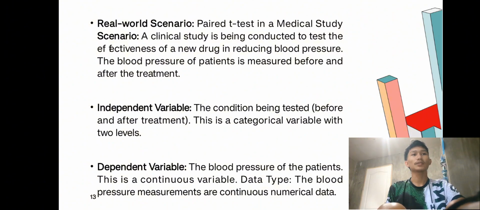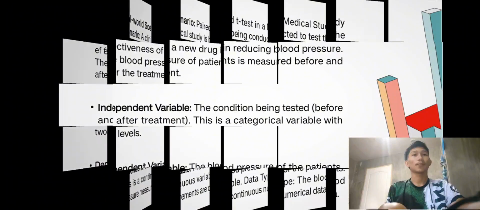Independent variable, the condition being tested: before and after treatment. This is a categorical variable with two levels. Dependent variable, the blood pressure of the patients. This is a continuous variable. Data type, the blood pressure measurements are continuous numerical data.